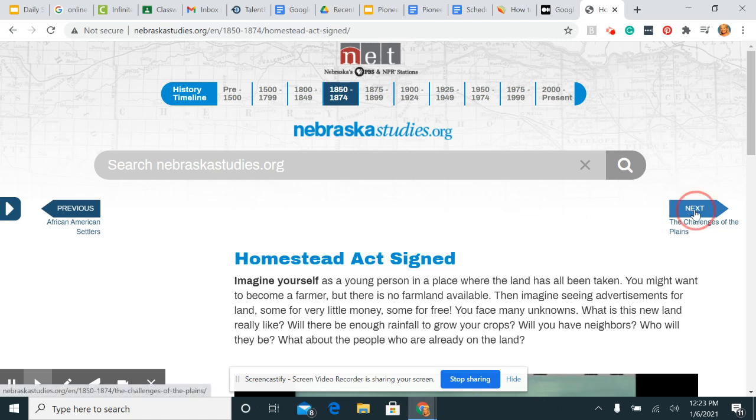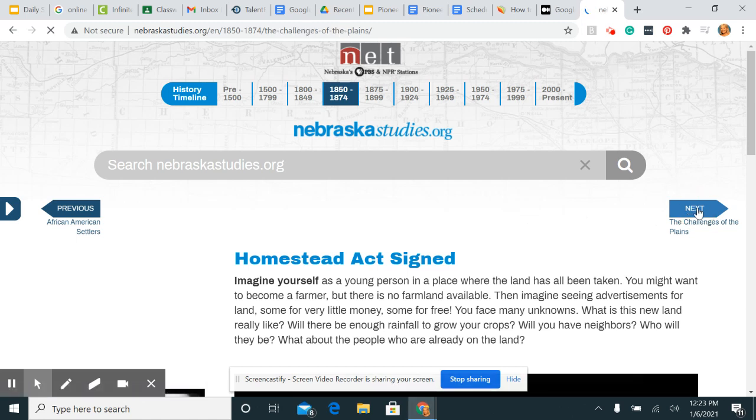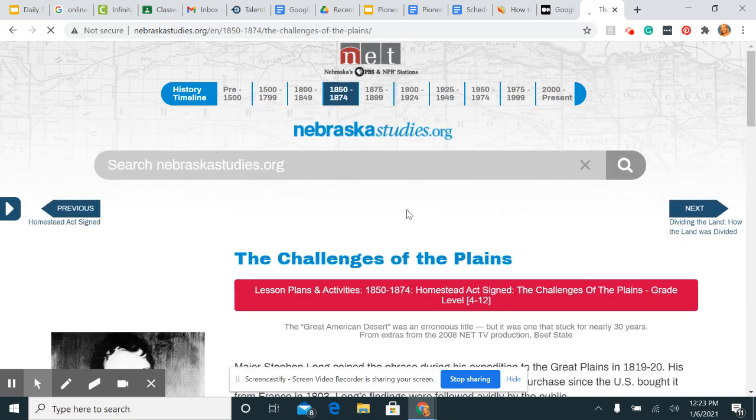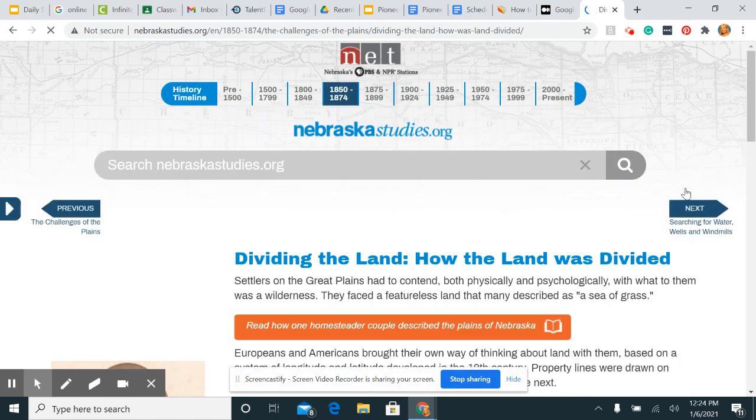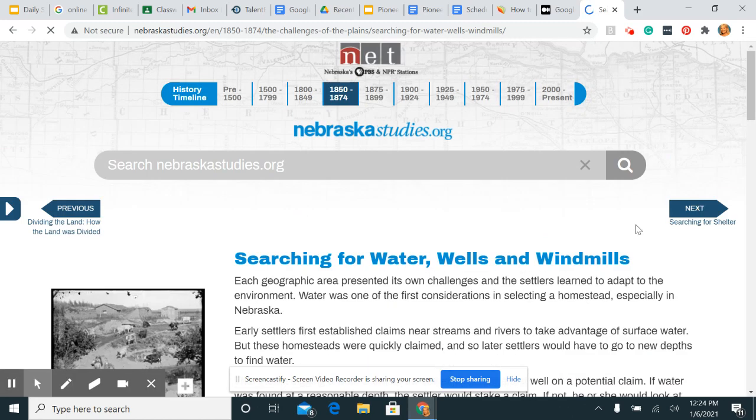All right, then as you're going through on your note sheet, it has all these different categories. Sorry, my computer is so slow. But that's where you're going to get your information to fill in on your note sheet. Like I said, if you want to get a note sheet, like the actual packet, if you feel like that's easier, I'm happy to make arrangements to get that to you. So searching for water wells and windmills, that's one of the categories you have to look for. Oh, this is so slow. Okay, searching for shelter, all those things.